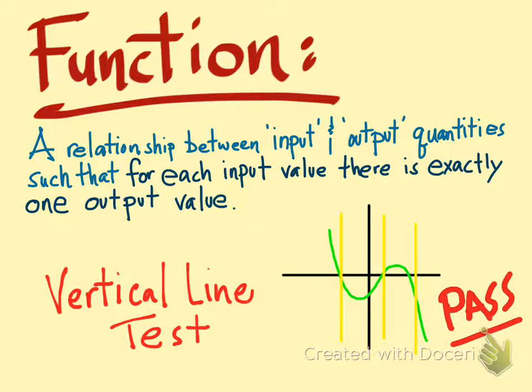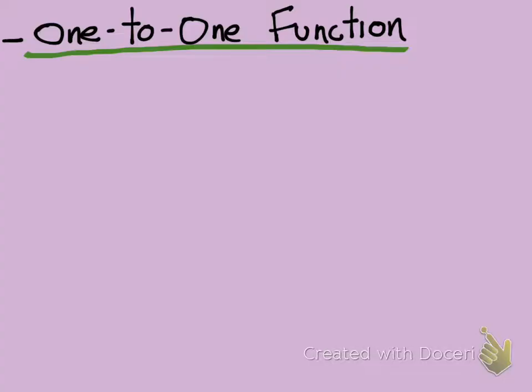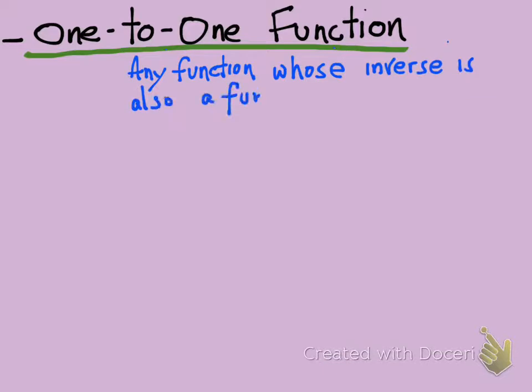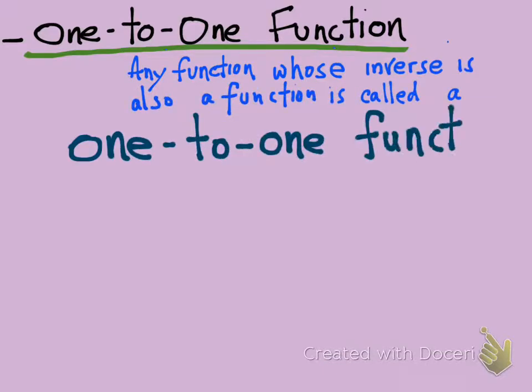Now, let's get back on track, and I want to talk about one-to-one functions. The reason that we care about one-to-one functions and their relationship to inverses is that a one-to-one function is a function whose inverse is also a function. So that's why we care about them in relationship to inverses. Any function whose inverse is also a function is called a one-to-one function.